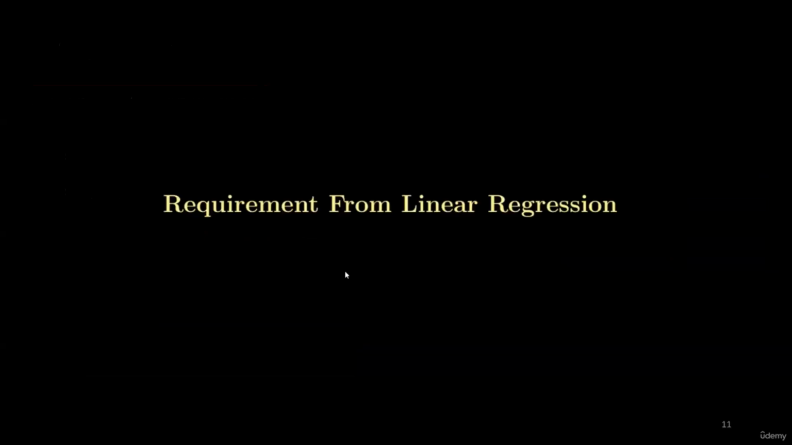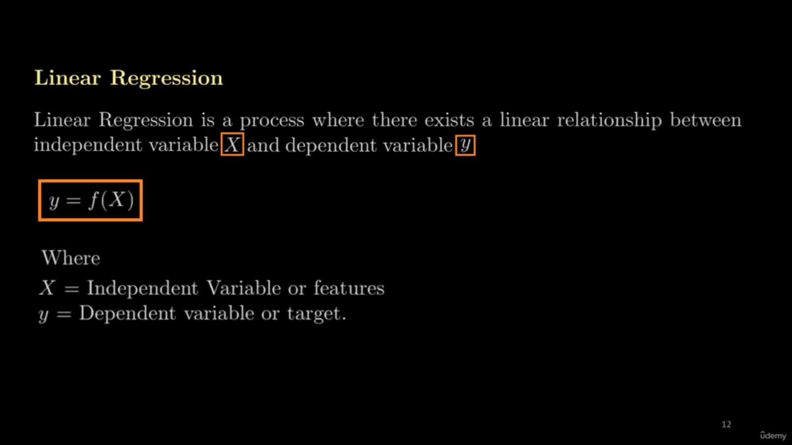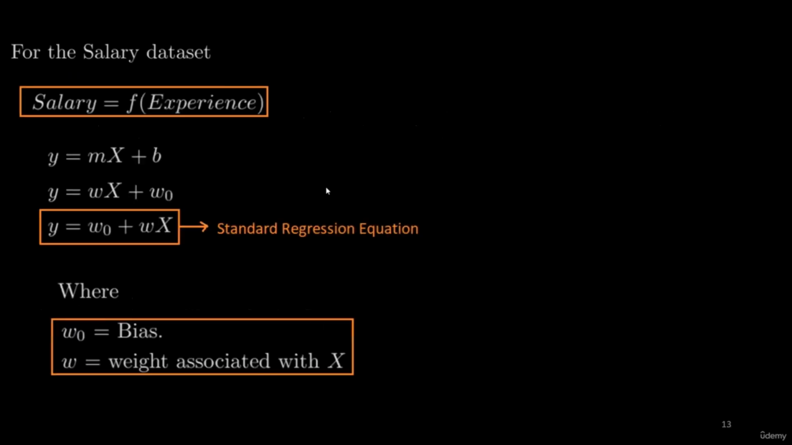Hi everyone, welcome to this lecture. In this lecture, we will learn what we require from the linear regression model. If we recall from the previous lecture, we learned the basic definition of linear regression, that linear regression is a process in which we establish a linear relationship between the independent variable and dependent variable. We also learned how to transform the equation of a linear model into the standard regression equation.